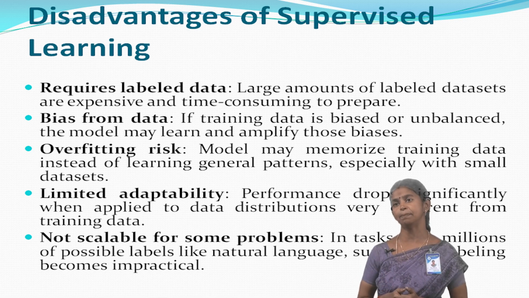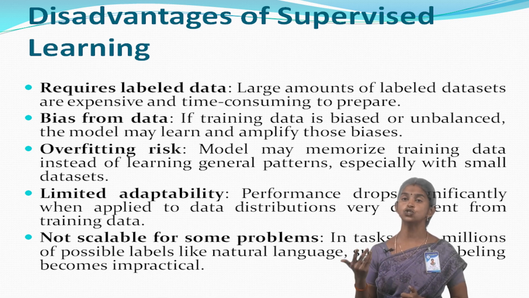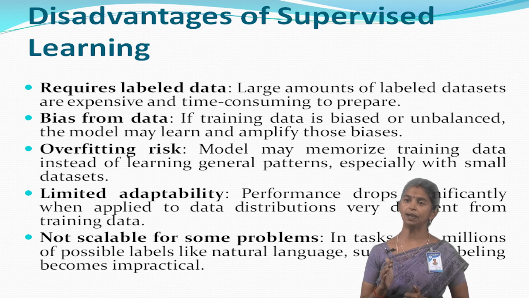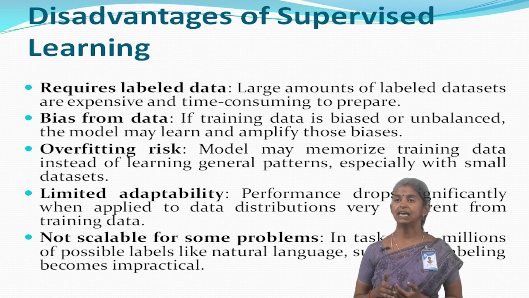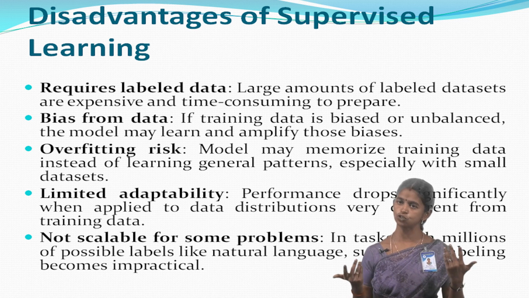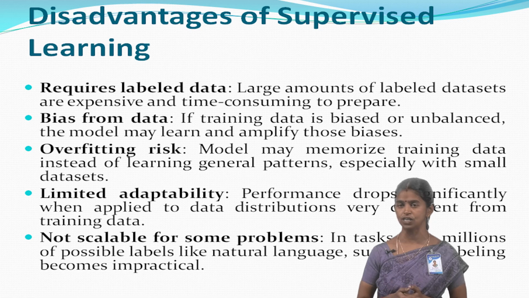Then, limited adaptability. Performance drops significantly when applied to data distributions that are different from the training data. And it is not scalable for some problems. In tasks with millions of possible labels, like natural language, supervised labeling becomes impractical.